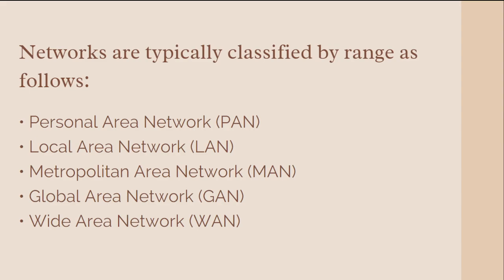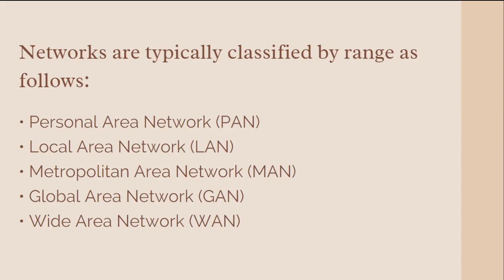Global Area Network, or GAN. What is a global area network? A global area network is a network composed of interconnected different networks that cover an unrestricted geographical area. A global area network is a large worldwide network that provides communication and connectivity to a large number of users and devices located in different parts of the world.